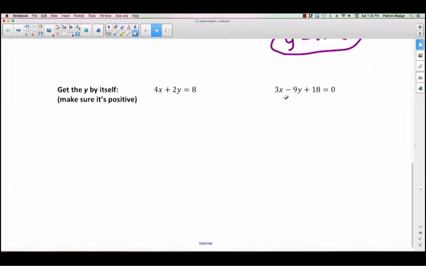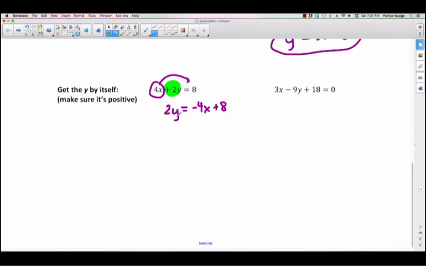Okay, same rule for this one. Get the y by itself, make sure it's positive. So here's my first y. It's already positive. Good. So let's leave it there. Now, it is 2y instead of y, but that's okay. We'll just leave the 2y there. Let's move the 4x over. So 4x is going to move over and become negative 4x. And then we still have this 8. Well, that's plus 8. All right.